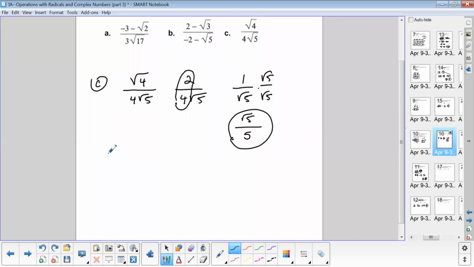Now, if you wanted to rationalize it and not simplify, and you wanted to start out multiplying by the square root of 5 over the square root of 5, well, that would give you square root of 20. And the denominator would give you 4 times square root of 5 times square root of 5, which is 4 times 5. So we would have square root of 20 divided by 20.